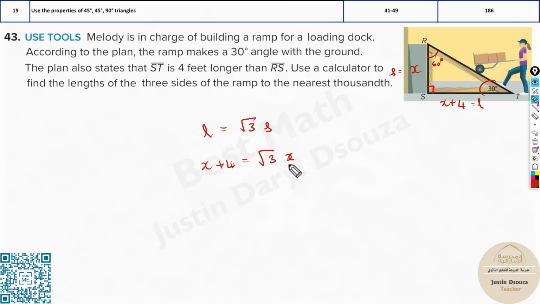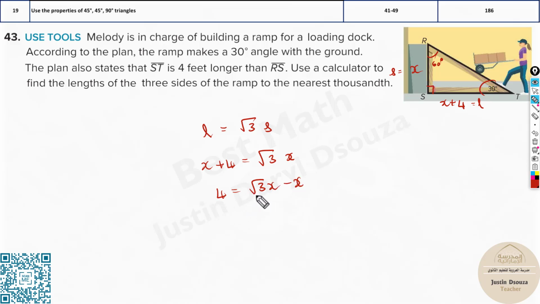Now how could we solve this? The square root 3, if you put it in the calculator, you will get a value. It'll be more than 1 anyways. So what I'll do is I'll take this x to the other side. It'll be 4 is equal to square root 3 x minus x.